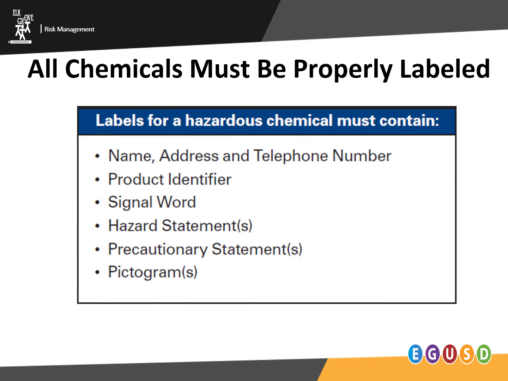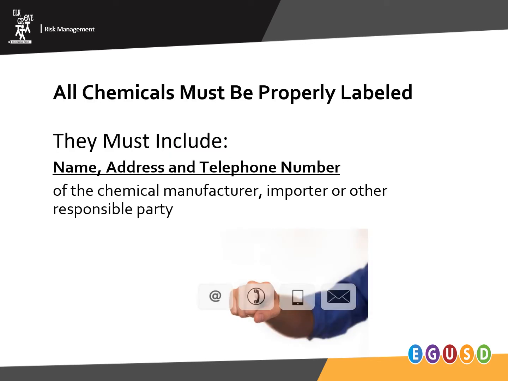All chemicals must be properly labeled. Labels for a hazardous chemical must contain the name, address, and telephone number, product identifier, a signal word, hazard statements, precautionary statements, pictograms. They must include the name, address, and telephone number of the chemical manufacturer, importer, or other responsible party.